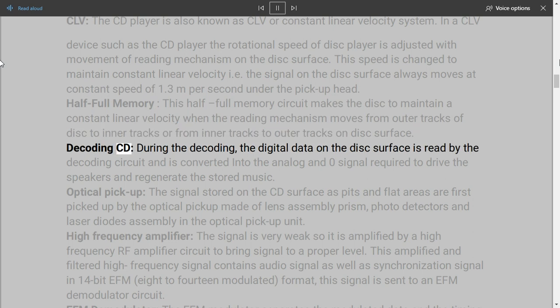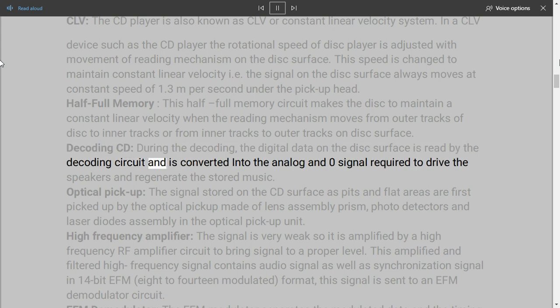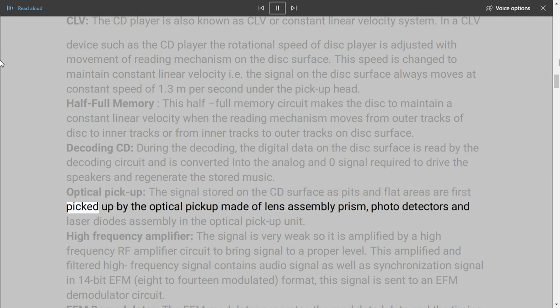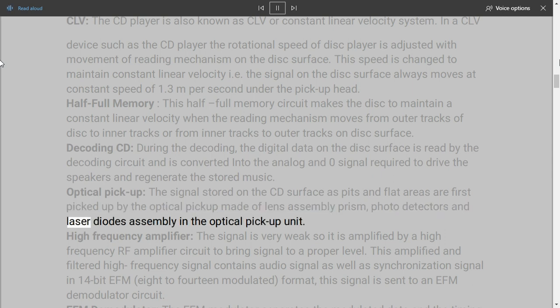Decoding CD. During decoding, the digital data on the disc surface is read by the decoding circuit and is converted into the analog audio signal required to drive the speakers and regenerate the stored music. Optical pickup. The signal stored on the CD surface as pits and flat areas is first picked up by the optical pickup made of lens assembly, prism, photodetectors, and laser diode assembly in the optical pickup unit.